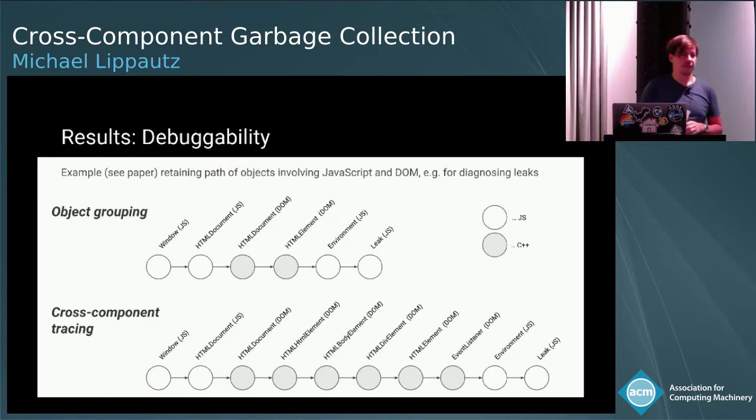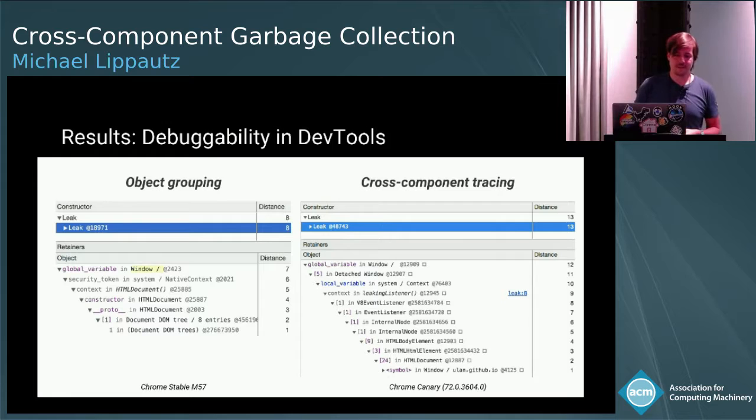And it was not very useful, to be honest, because it lacked all the information that was part of C++. With cross-component tracing, that naturally falls out because you just know all the objects and edges. In practice, this looks something like that. This is a screenshot of DevTools, which is the debugger that comes with Chrome. On the left side, you see the last version that implemented object grouping, release M57. And I think you can already see that there was only a vague concept of a document there, and this was essentially a group.